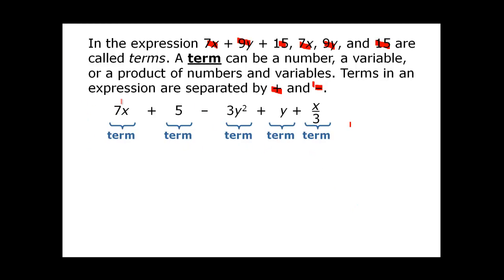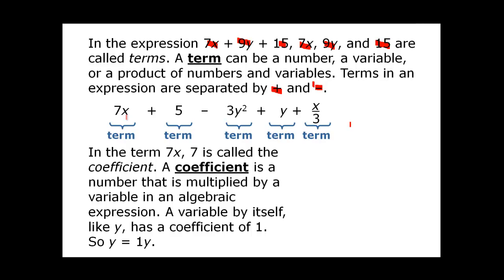The relation between 7 and x is multiplication, but the relation between 7x and 5 is plus, adding. So terms are connected together by adding or subtracting. In one term, like 7x, we call 7 the coefficient and x the variable. We said before x is a variable and 7 here is the coefficient.